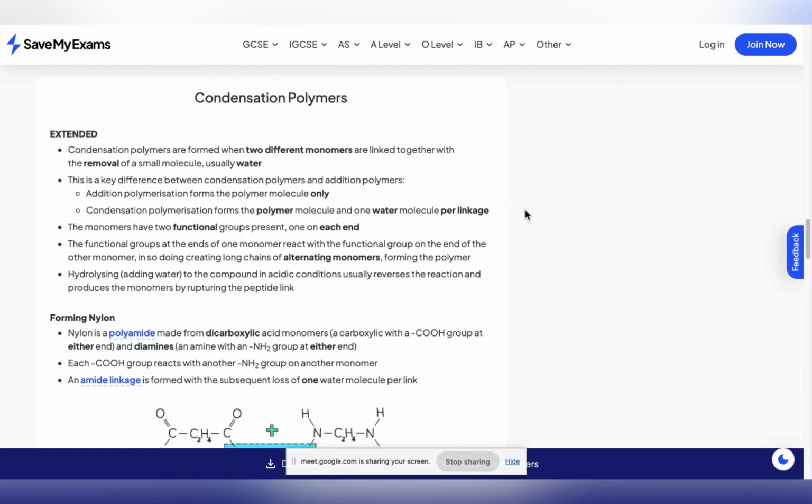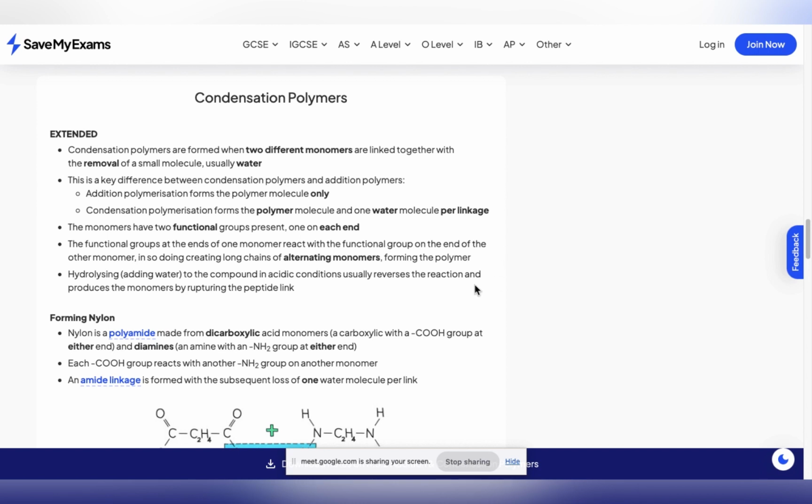So these are some of the differences that you find. The monomers have two functional groups present, one on each end. We already mentioned that. In condensation polymerization, the functional group at the end of one monomer reacts with the functional group on the end of the other monomer. In doing this, they create a long chain polymer. This is done by removing water from the compounds. So this is how condensation polymerization takes place.